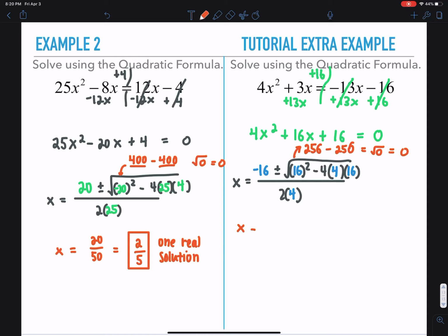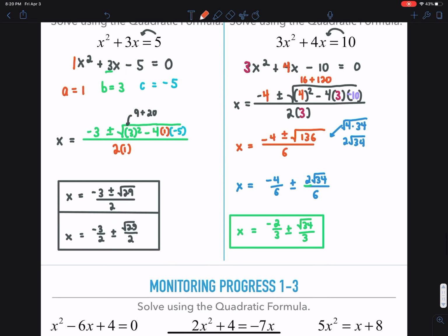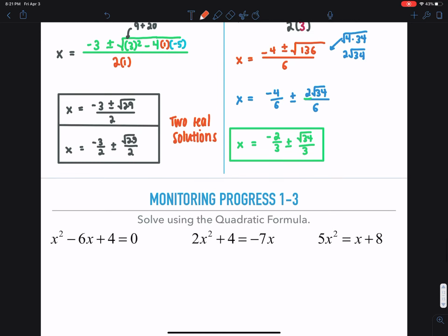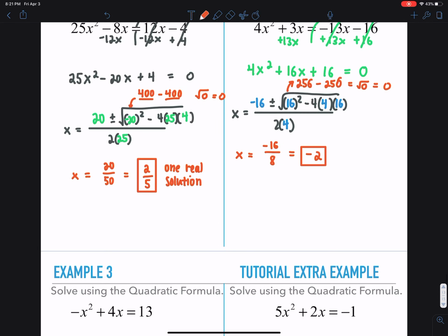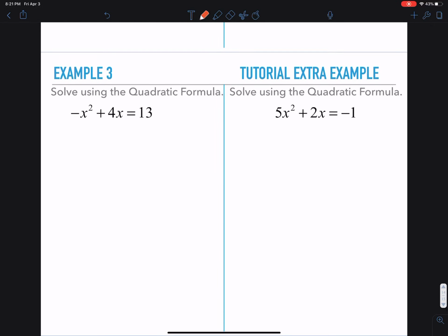So x is going to equal negative 16 eighths. Negative 16 divided by 8 is just negative 2. And again, we end up with one real solution. So the first example, we had 2 real solutions. The second one, we had 1 real solution. And then in our third one, we're actually going to have 2 imaginary solutions.